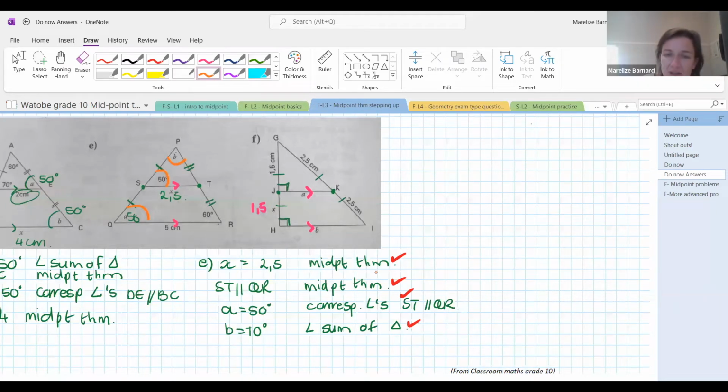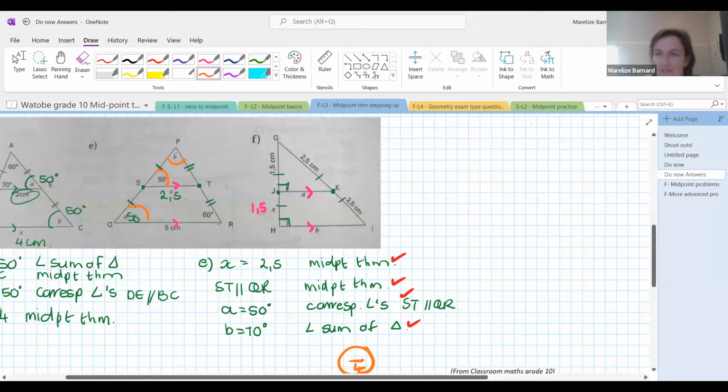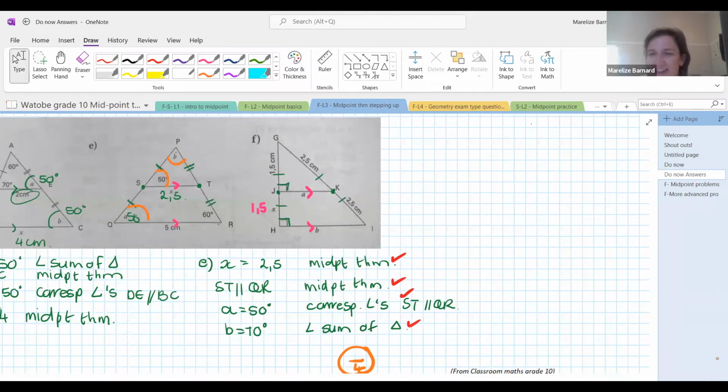So give yourself a mark out of 4 for this one. And I'd love to see who got 4 out of 4. You can just put a thumbs up, or just share it in the chat. Oh, look at you guys. Well done. Excellent. That's amazing. Yeah, you see, we can do maths.